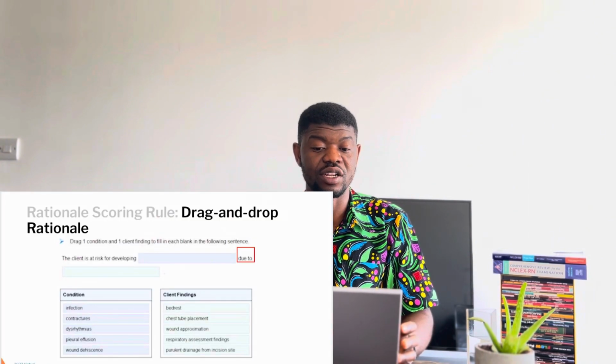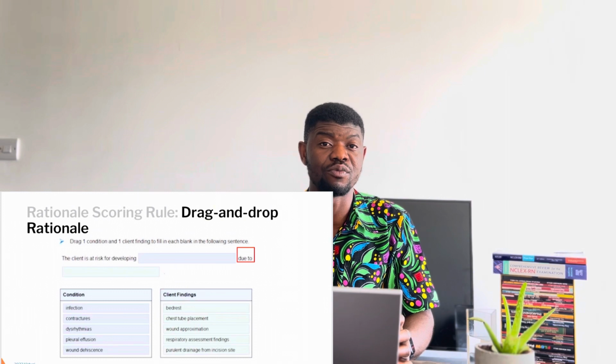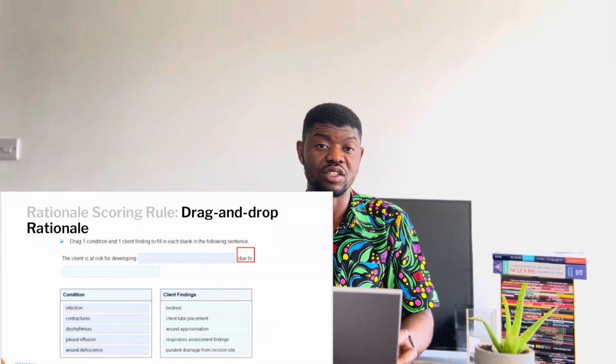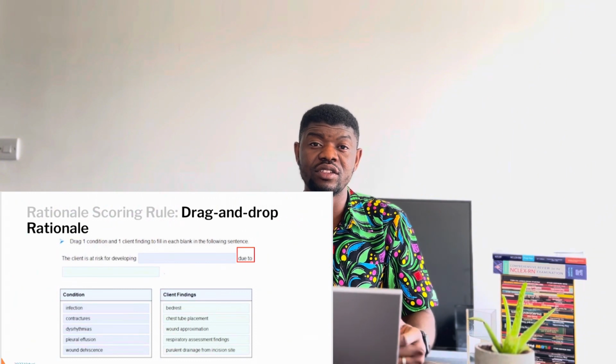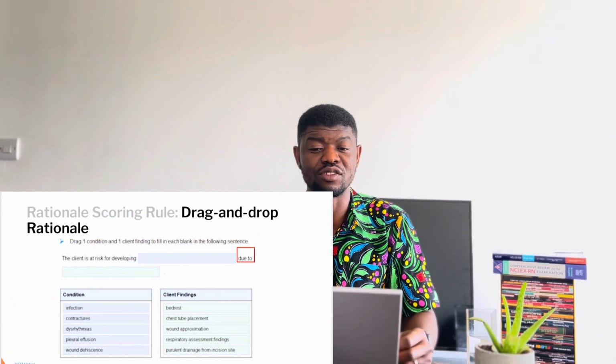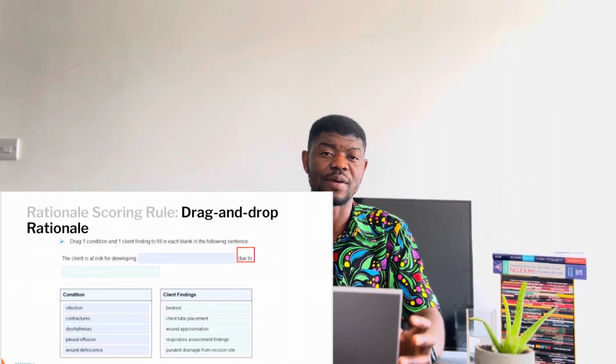And then the next one will be the drag and drop rationale. This time around, instead of a drop down box, you need to drag the response into where you would want it to be. So you realize that you see phrases like as evidenced by, due to, because. This tells you that this is a rationale type of question, and usually it's either a drag and drop or a drop down to get the rationale and the reason for which you are saying that something is likely going to happen.